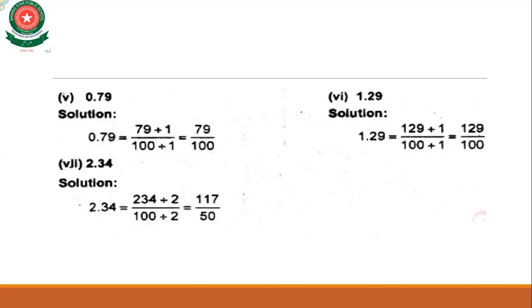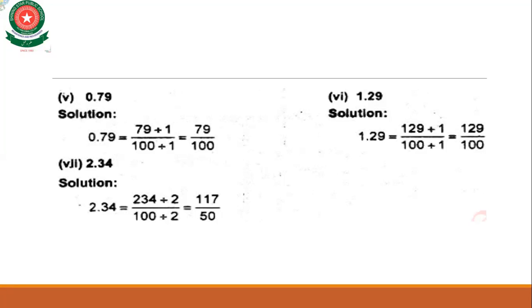Now part number 5, 0.79. Here again, by converting the decimal number into a fraction, we will get 79 by 100. And we know that we cannot reduce the equation because there is no digit or number by which we can divide 79 and 100 at a time. So we will divide them with 1 and the answer will be 79 by 100.